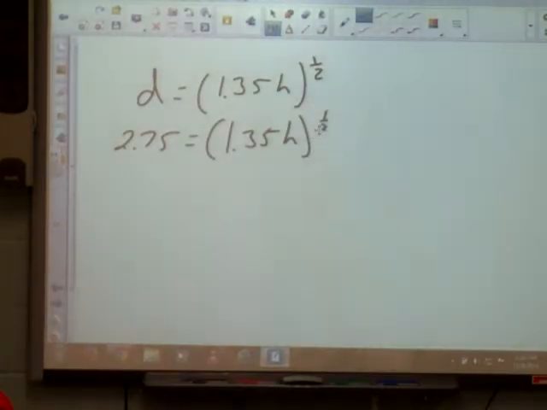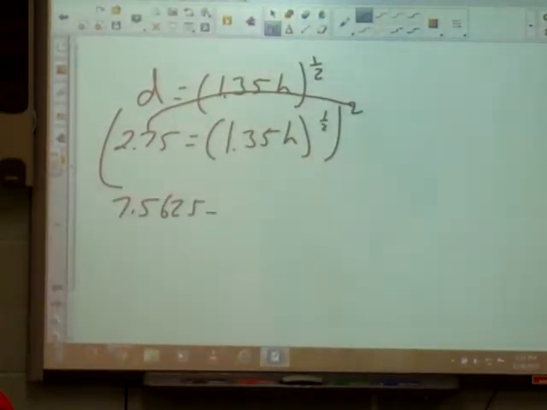So first thing I need to do is get rid of this 1/2 power. How do you undo a 1/2 power? Good, the reciprocal. So reciprocal 1/2 is 2 over 1. So we're going to square everything. So I'll just square this 2.75. That got me 7.5625.